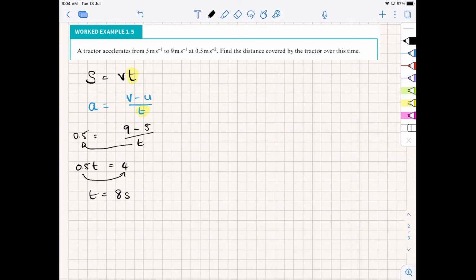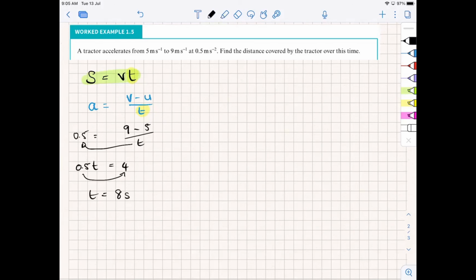If this was constant velocity, Zara, which formula could I use to find the displacement? If it was constant velocity, if the speed didn't change, it would just be changing displacement over time. We could just use that. But unfortunately, the velocity changed, and so we can no longer use that.